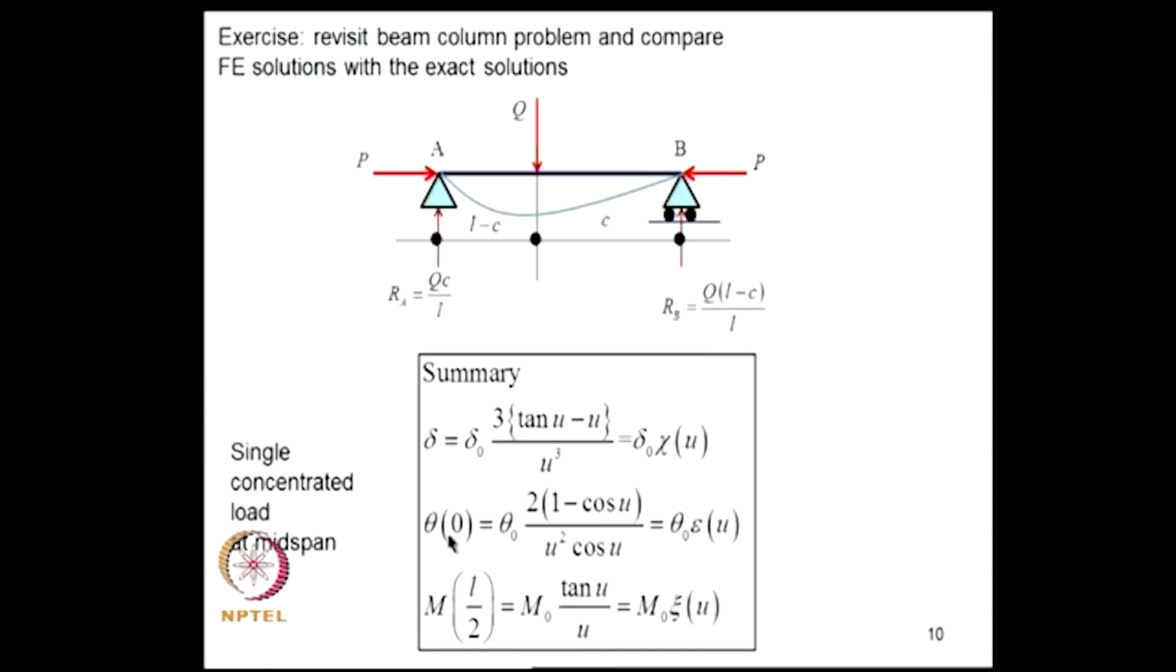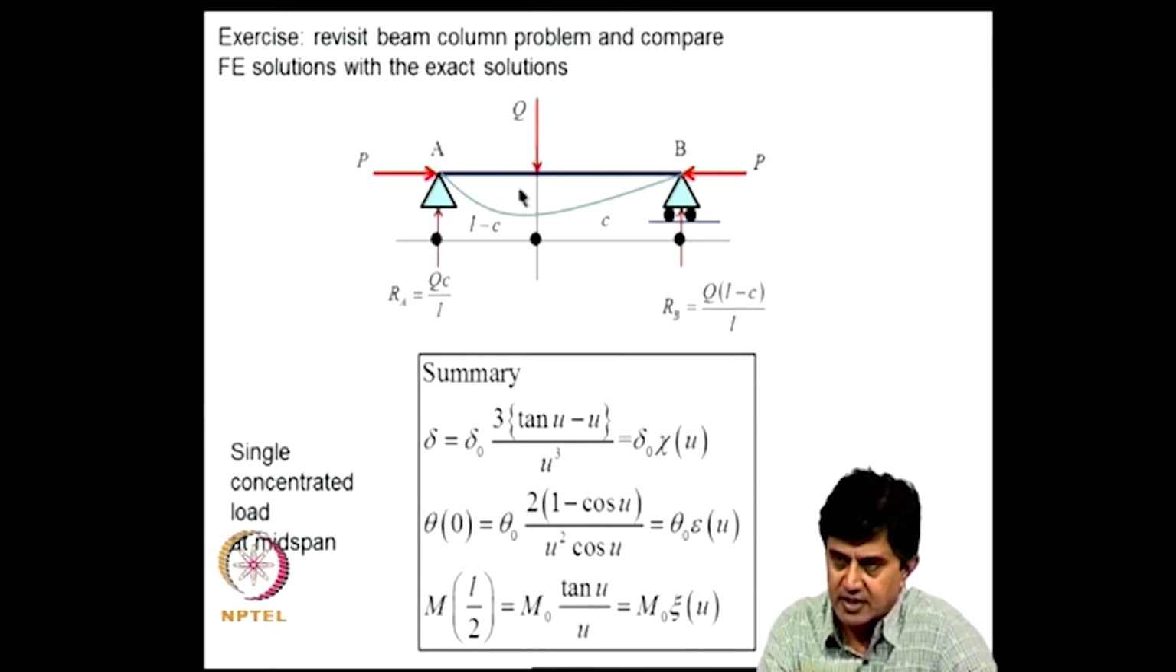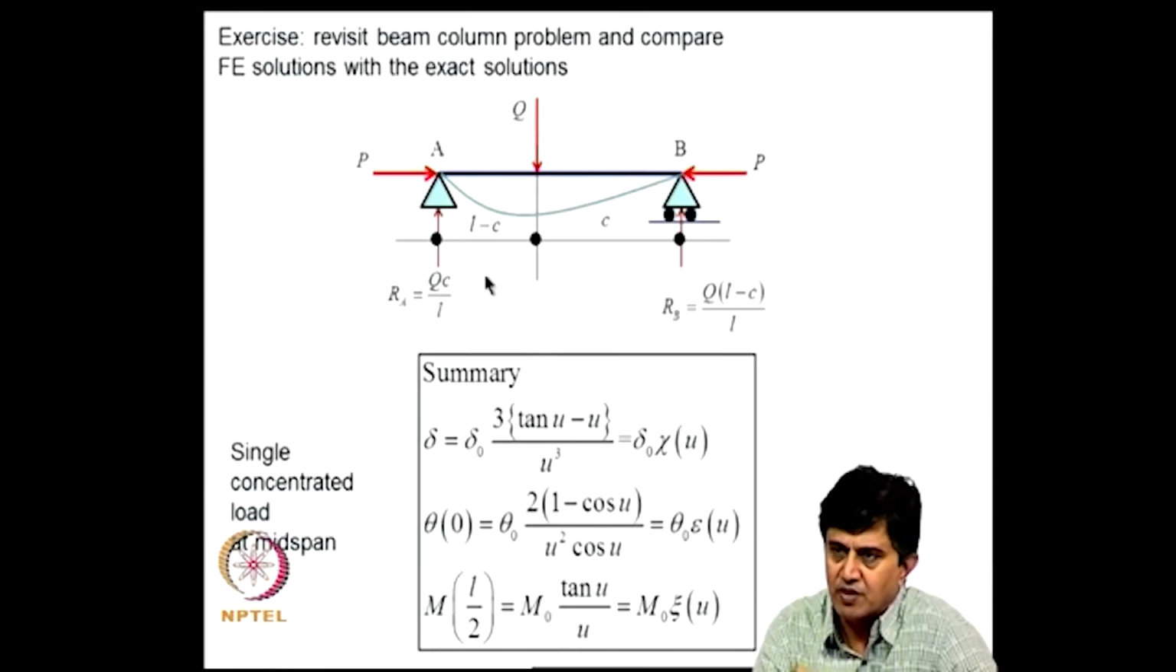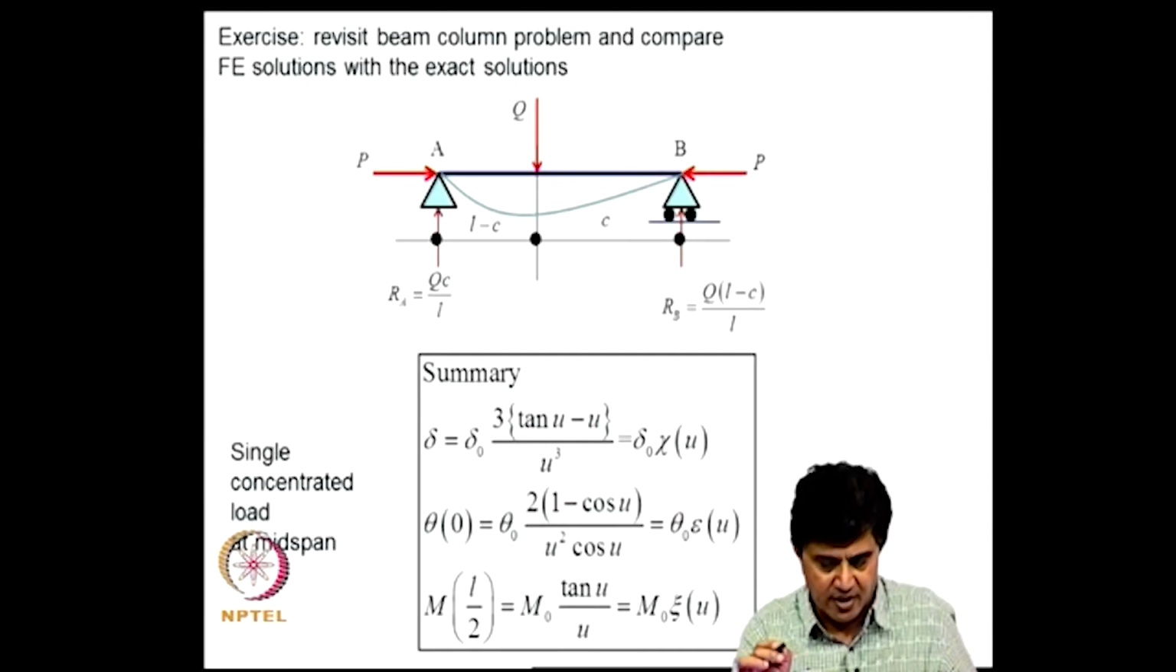So, we have these 3 stability functions chi, epsilon and xi. Chi characterizes displacement, epsilon characterizes the rotation at the left hand end, and xi characterizes the amplification of the bending moment. Now, what we could do is carry out an analysis using the finite element method and compare it with this exact analytical calculation, and see the influence of the choice of number of elements and such issues. This is an exact solution that is available, so this forms a firm benchmark against which you can check your answer. So, I leave this as another exercise.